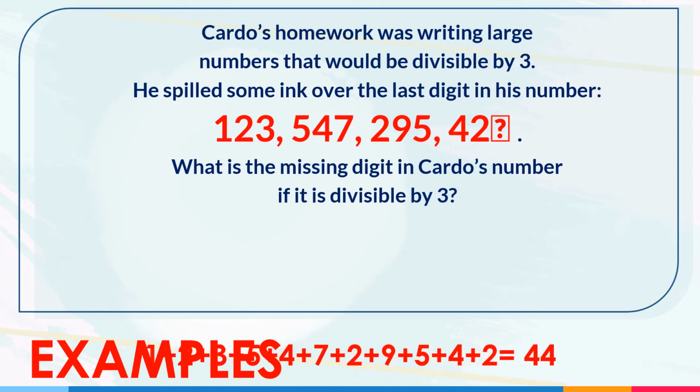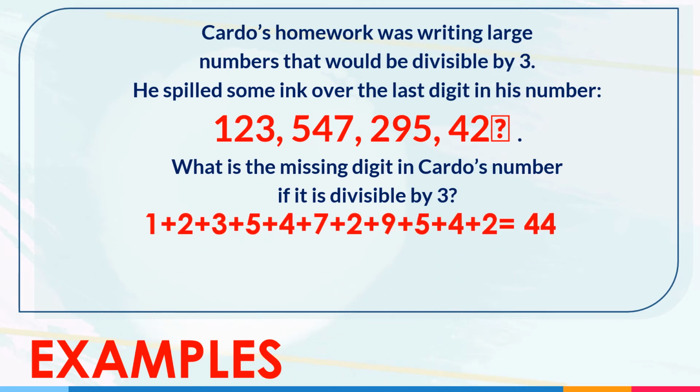If we add 1 plus 2 plus 3 plus 5 plus 4 plus 7 plus 2 plus 9 plus 5 plus 4 plus 2, we get 44. Thus, the missing digit cannot be 0 because 44 cannot be divided by 3. What can it be? It could be 1 because the sum of the digits would be 45.